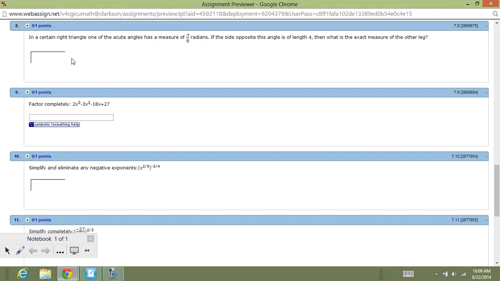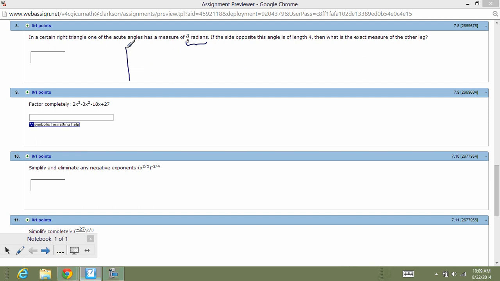This is the Unit 7 test, and picking up with question number 8 here. It says in a right triangle, one of the acute angles has a measure of pi over 6 radians. If the side opposite of this angle is of length 4, what is the exact measure of the other leg?